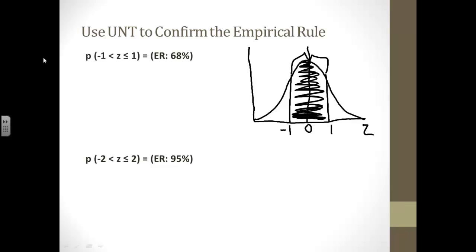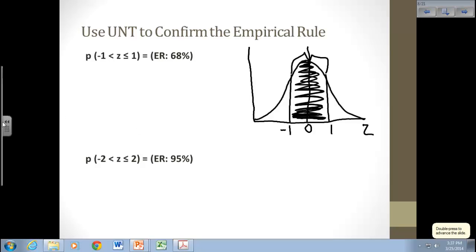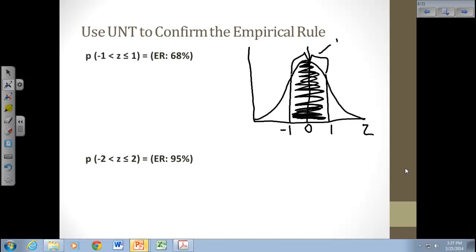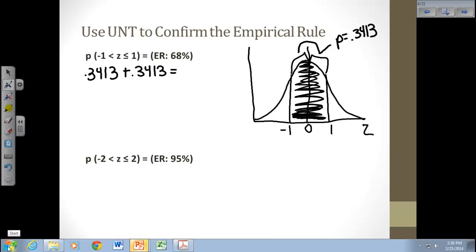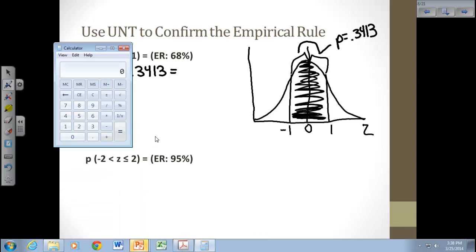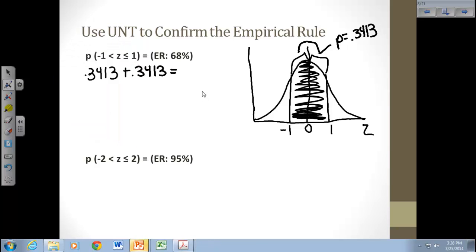So this p is 0.3413, and so is that. So we can take 0.3413 plus 0.3413, and we end up with, let's see, 0.3413 times 2. Hey, 68.26. Close enough.